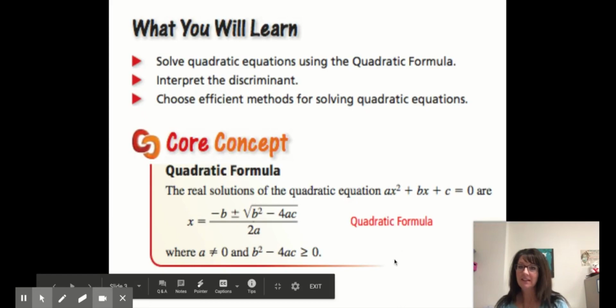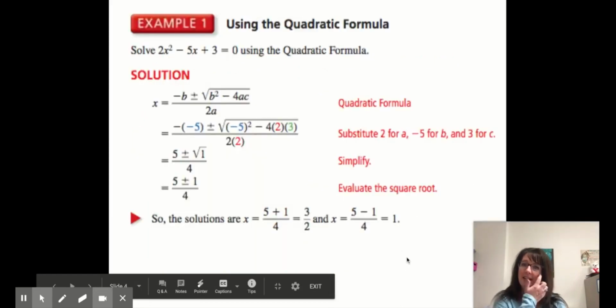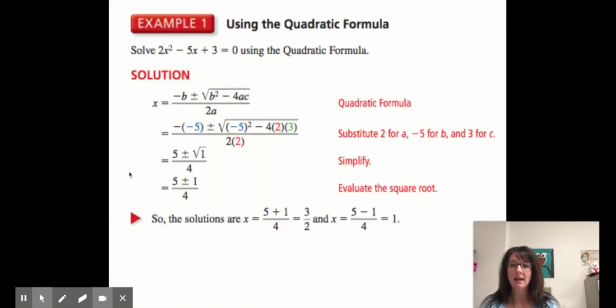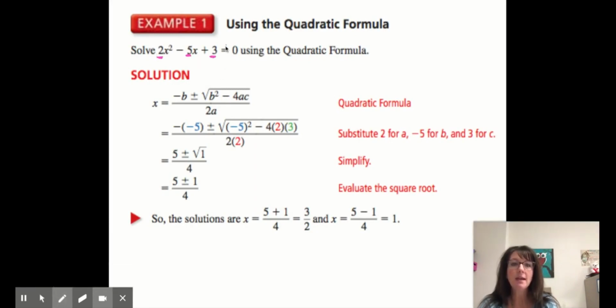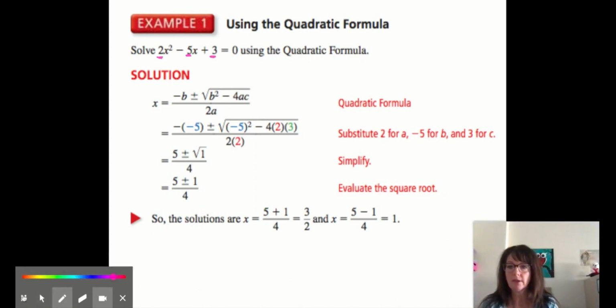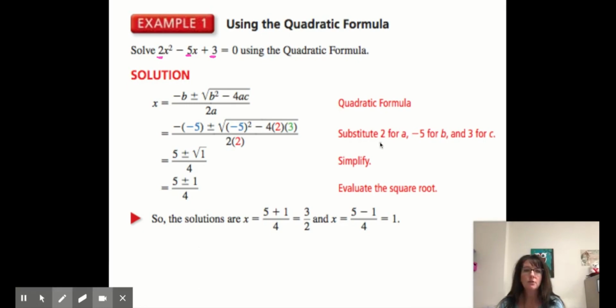Boy, that was something. All right, so let's take a look at using this. The main thing you're going to want to do is identify your A, your B, and your C, okay? So A is equal to 2. Here it shows you right here, substituting in 2 for A, negative 5 for B, and 3 for C. So we're just going to use substitution and then simplify.